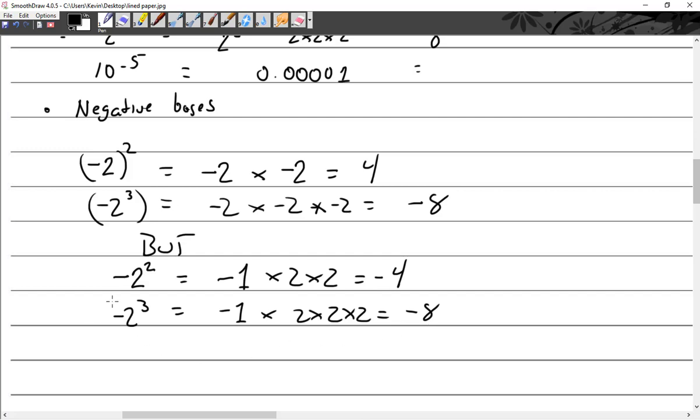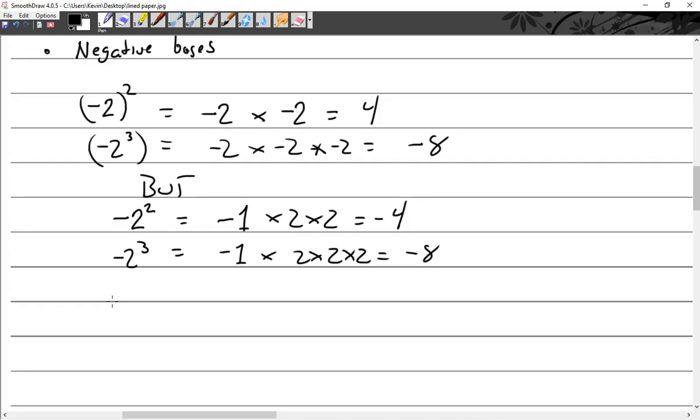Why does one have parentheses and one doesn't? Because the one with the parentheses, I don't want to labor on this point, but this is what it looks like longhand. It's negative 2 times negative 2. Without the parentheses, it's negative 1 times 2 times 2. So this way it's always going to be negative, and this way here it depends on whether the power is odd or even. It's the way it is. I'm going to move on from this, because that's all I'm going to say about negative bases.